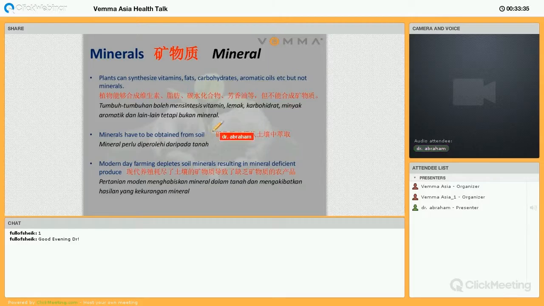or straight from vegetables. So what happens is, if you plant your vegetable or fruits in an area where the soil has been depleted of minerals, then no matter what you do to the plant, that plant will not have all the minerals in the right concentrations that we need. Now, modern day farming methods are such that they deplete soil minerals.